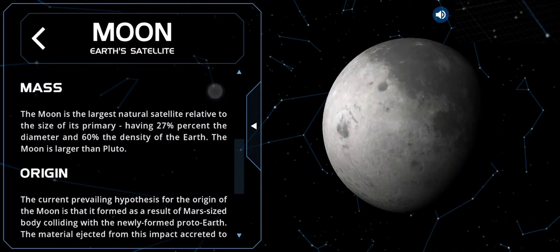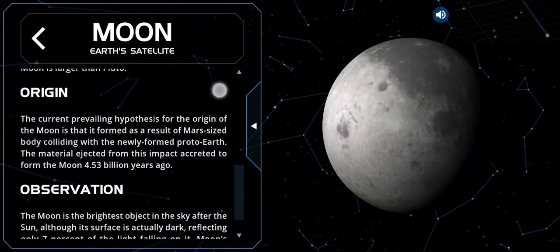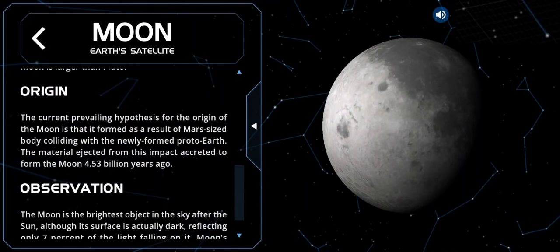Surface temperature, -23 Celsius. The Moon is Earth's only natural satellite. Next to the Sun, the Moon exerts the greatest influence on the Earth itself, most notably through its effect on Earth's tides. The Moon is the largest natural satellite relative to the size of its primary, having 27% the diameter and 60% the density of Earth. The Moon is larger than Pluto.